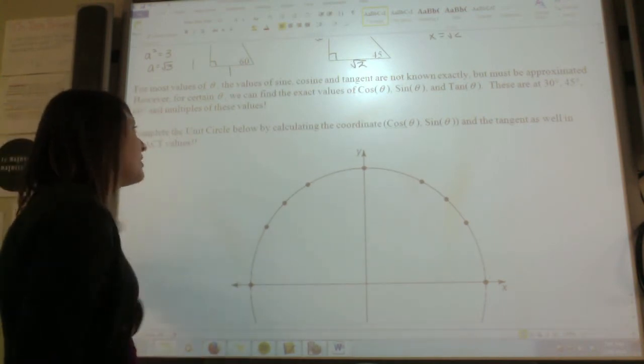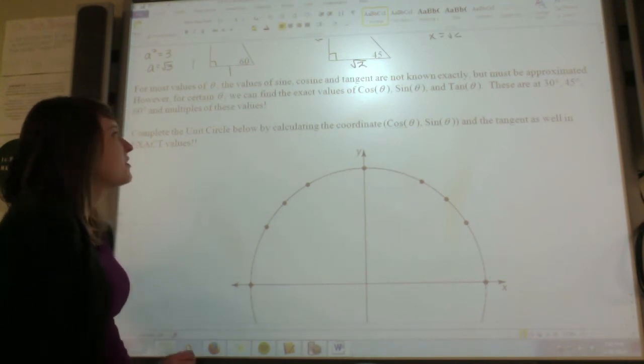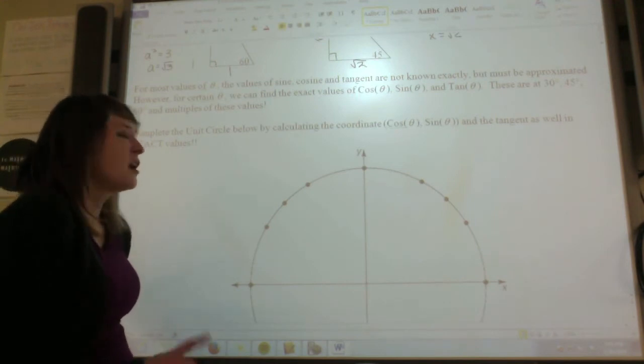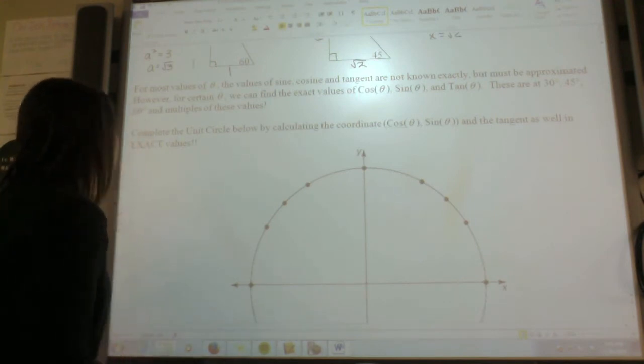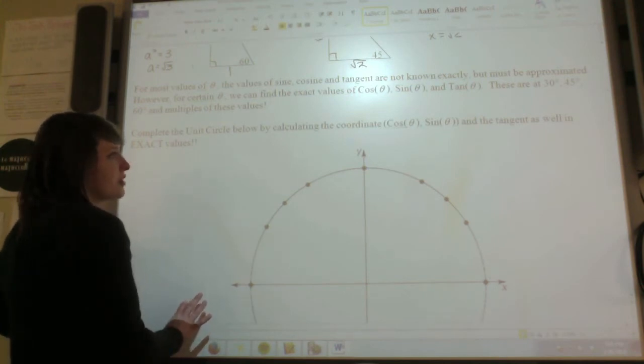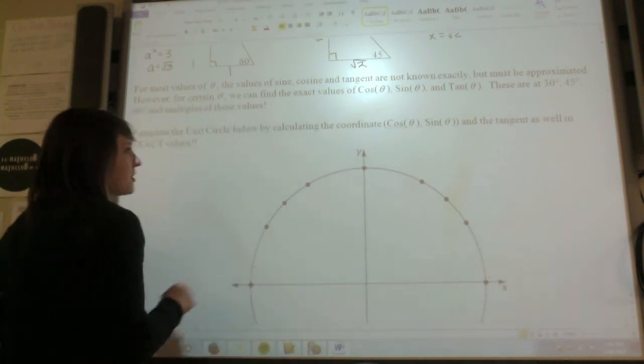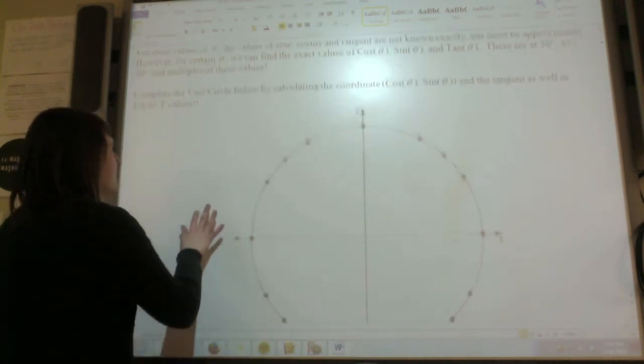But for certain theta, we can find exact values of cosine theta, sine theta, and tangent theta. And these are at 30, 45, 60, and multiples of these values. So what we're going to do is we're going to complete the unit circle by calculating the coordinates, which remember are in the form cosine theta, comma sine theta, and we're going to calculate the tangents with exact values.